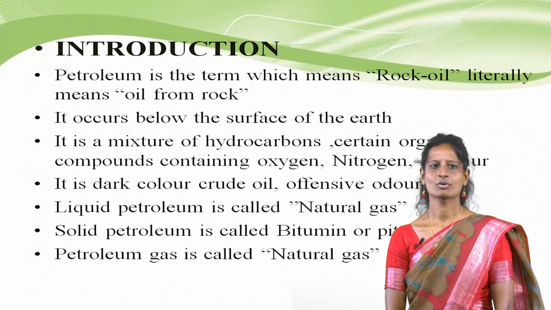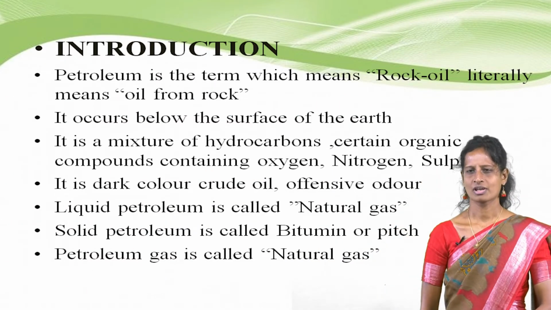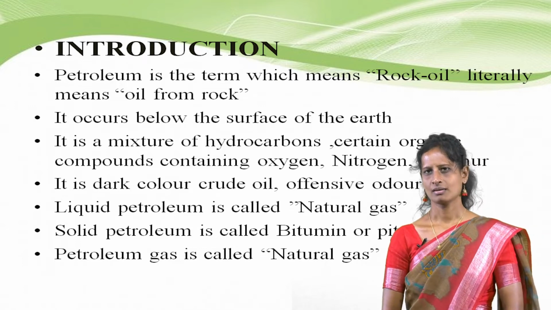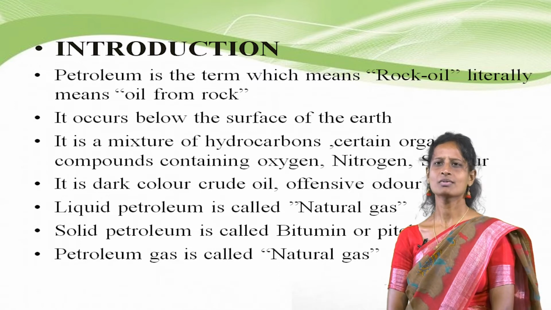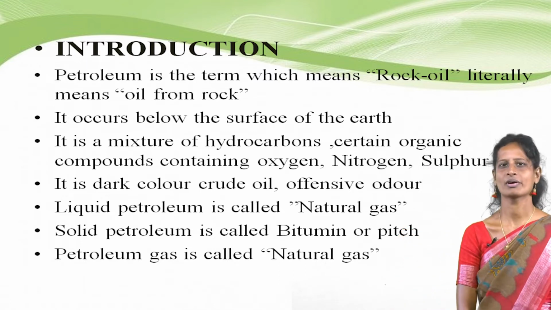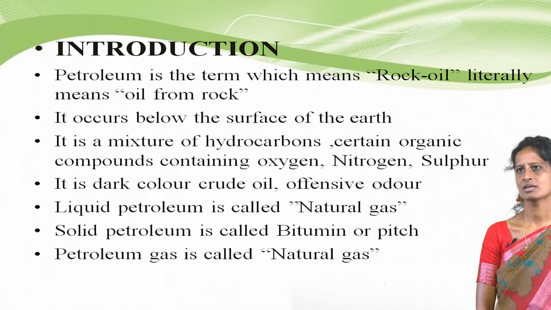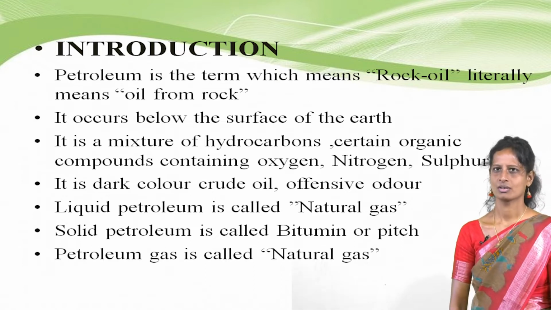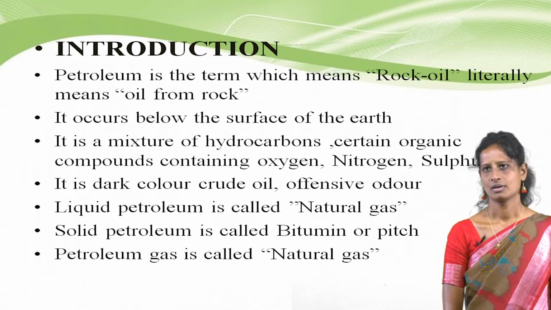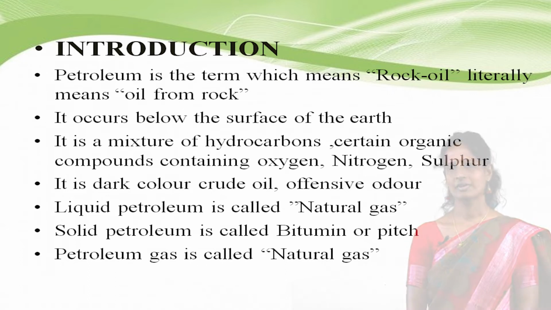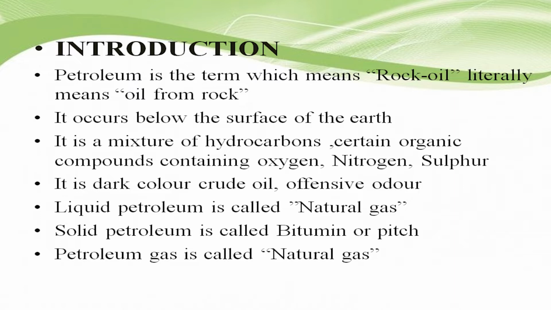My topic is petroleum in industrial chemistry. First, we see the introduction about petroleum. What is petroleum? Petroleum is derived from the term rock oil, which comes from the Greek words: petra means rock, oleum means oil, so it is called oil from rock. It occurs below the surface of the earth. All the natural resources we get from the earth, one of them is petroleum.